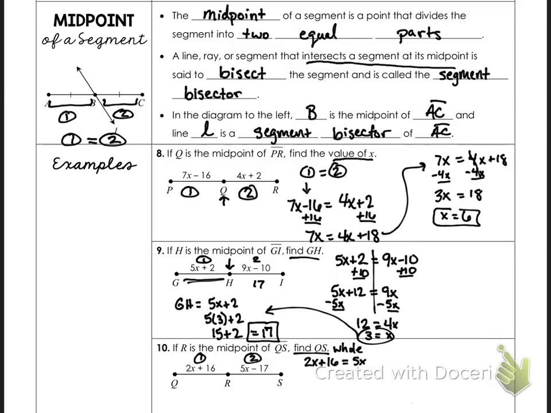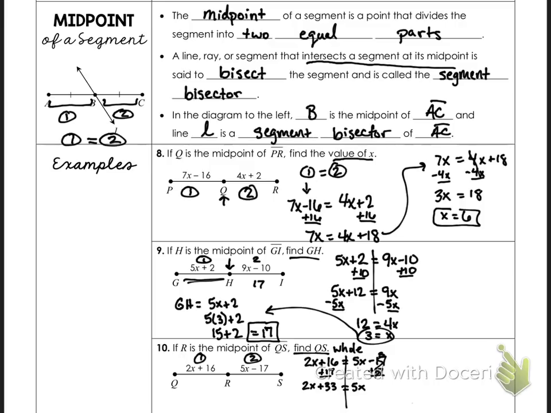So 2x plus 16 is equal to 5x minus 17. All right, so let's think about this problem. I'm going to add 17. Solve it pretty much the same way as I did the previous problem. That gives me 2x plus 33 is equal to just 5x, because these cancel each other out.